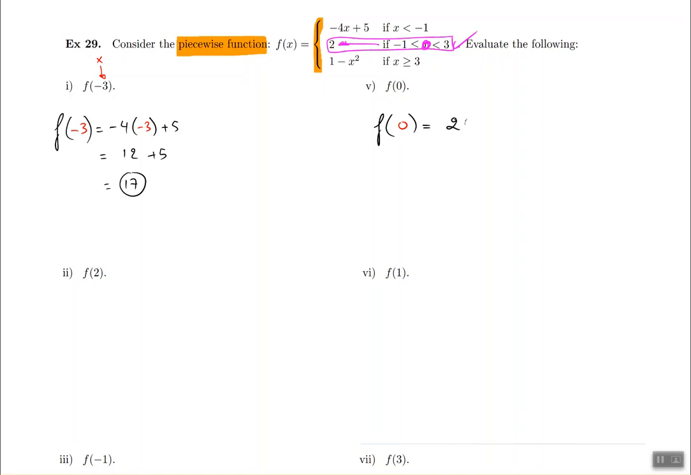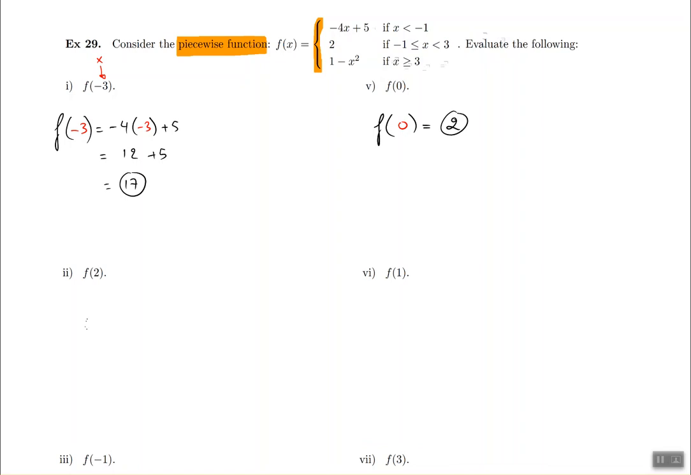And normally I don't write down the x and I replace the x with 0. But there are no x's. So that's it. I am actually finished. The answer is going to be 2. Regardless of the input here, the input is 0, it does not make any difference. The output will still be 2.